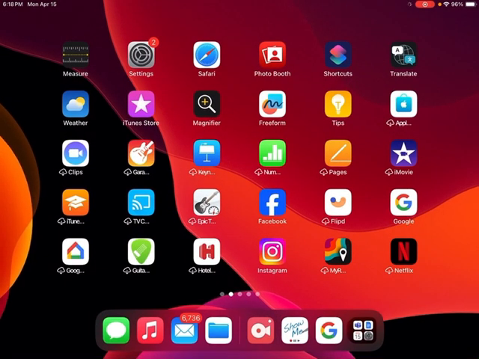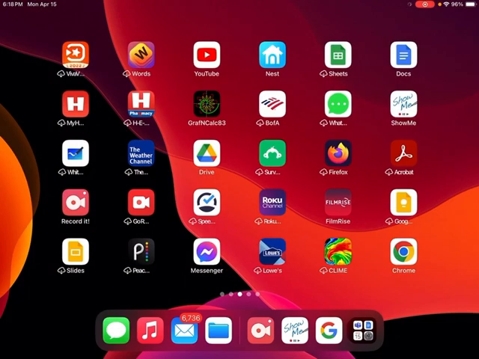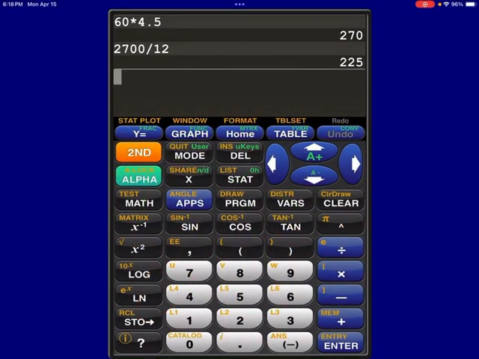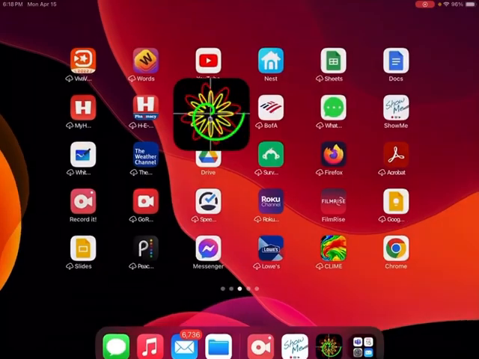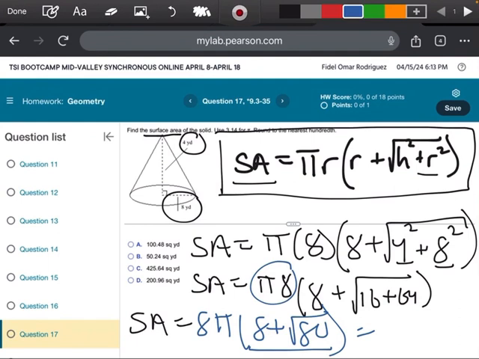So I'm just going to do this on a calculator. I have a calculator app here. Let's see, 8 plus the square root of 80. Oops, 80. Okay, let's see what that is. 16.9 with some change. So that's about 16.9.